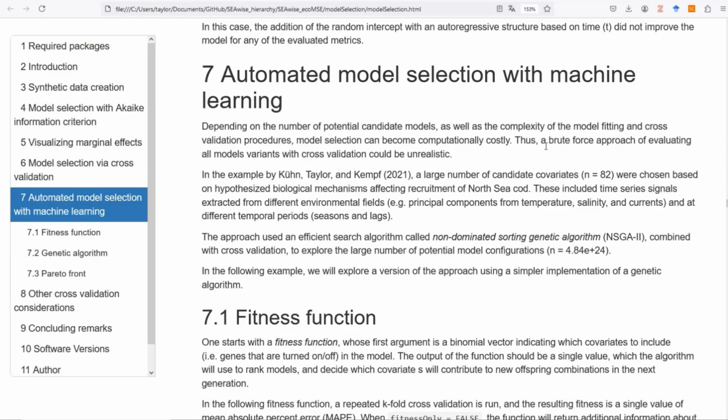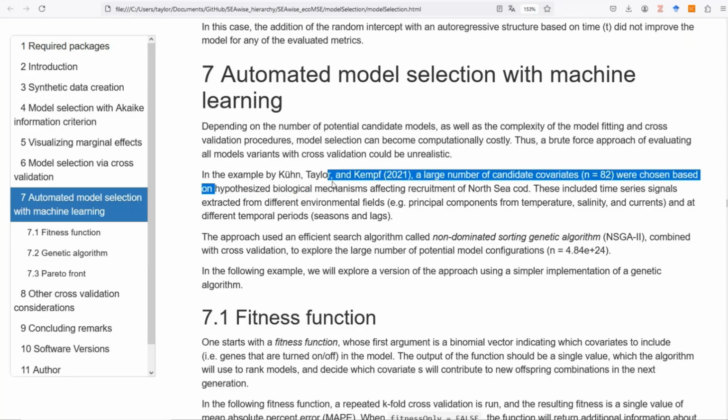So now we get to a bit more complicated example: using automated model selection with machine learning. I don't know how common this problem will be for you all, but in the case of the work that Bernard has done, using a lot of principal components from very different environmental fields, we ended up with a lot of potential covariates, in this case, 82 different principal components.